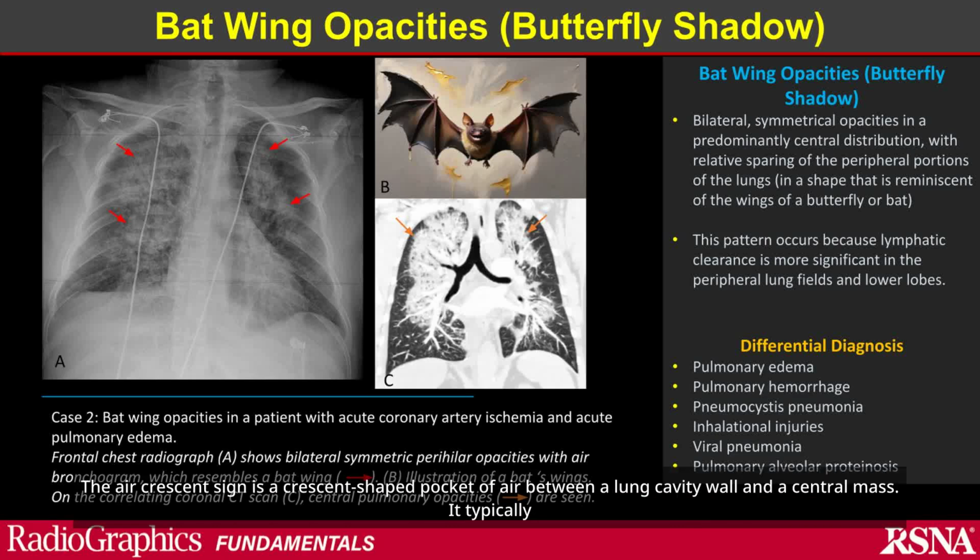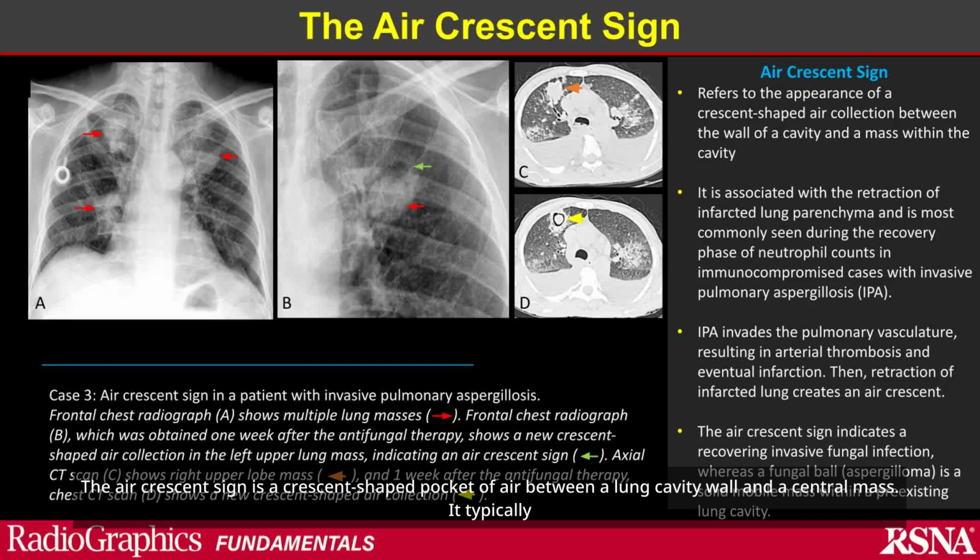bat wing pattern. The air crescent sign is a crescent-shaped pocket of air between a lung cavity wall and a central mass. It typically appears during recovery from invasive pulmonary aspergillosis, when retracted infarcted tissue separates from viable lung, creating the crescent. This sign is especially important in immunocompromised patients. It often marks transition toward recovery after neutrophil counts rebound.